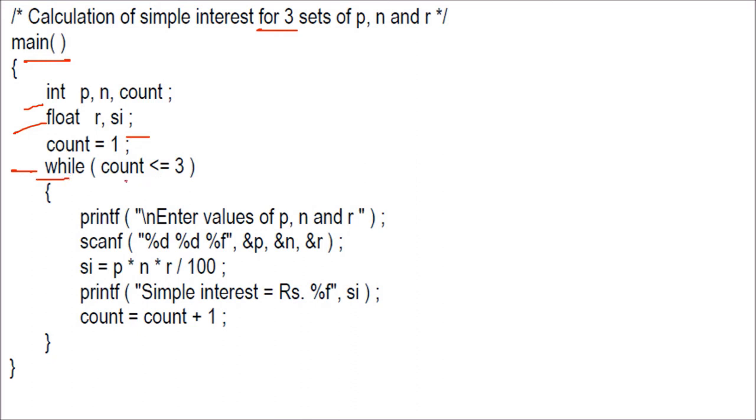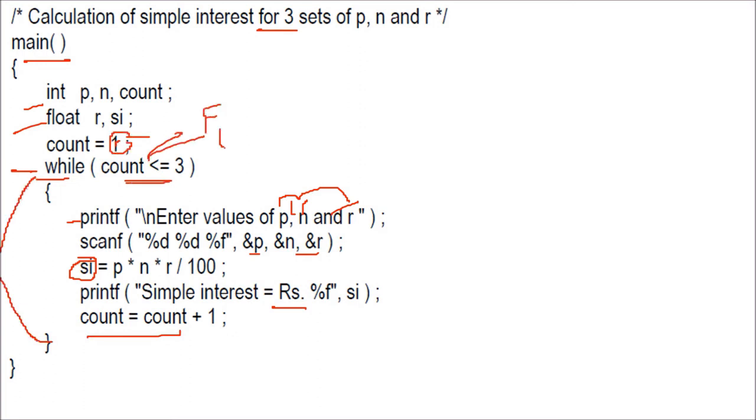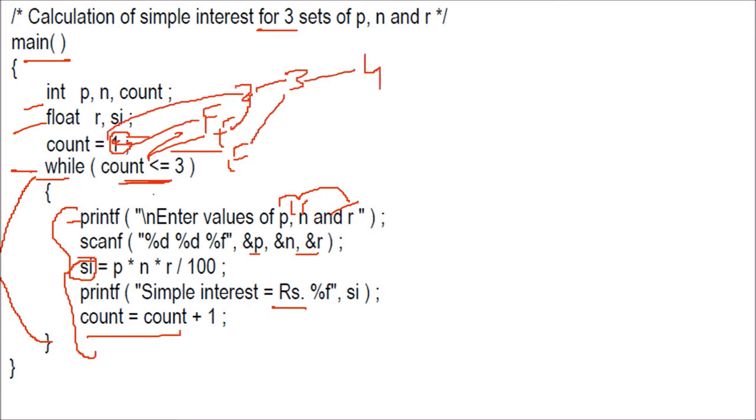When this count is less than or equal to 3, we enter the principal, the time and the rate in P, N and R. We compute the simple interest and we show it. After that, we again increase this count which we started here. This will be incremented and go back here, and the condition is still met. We wanted to run it thrice, so the check is true for 1, 2 and 3. But when it reaches 4, the condition becomes false.